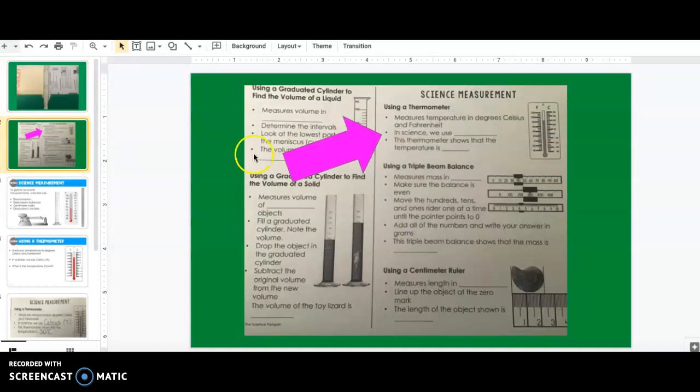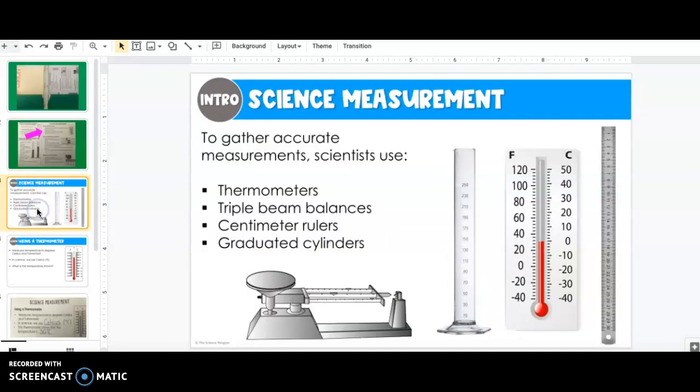Notice the big purple arrow. That shows you we are only working on this section right here using a thermometer. Okay? We'll be filling in the other parts throughout the rest of the week. For right now, today, we're only doing the part that says using a thermometer.